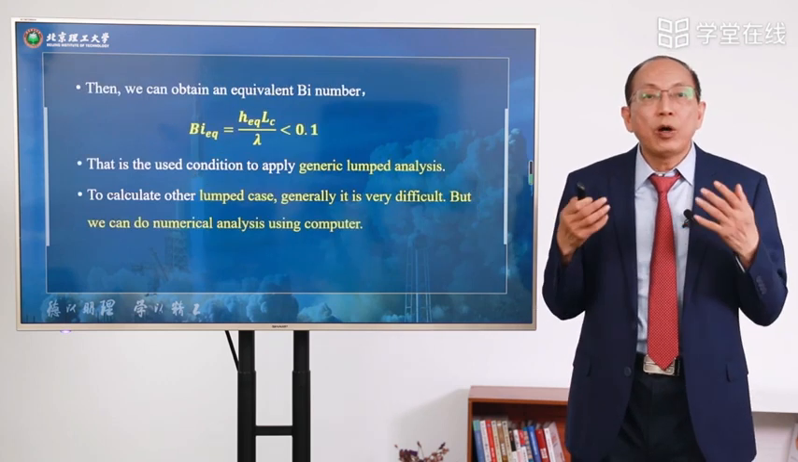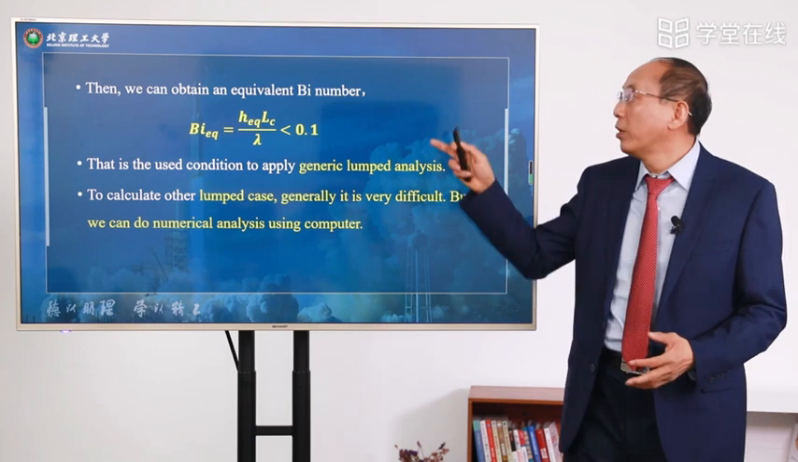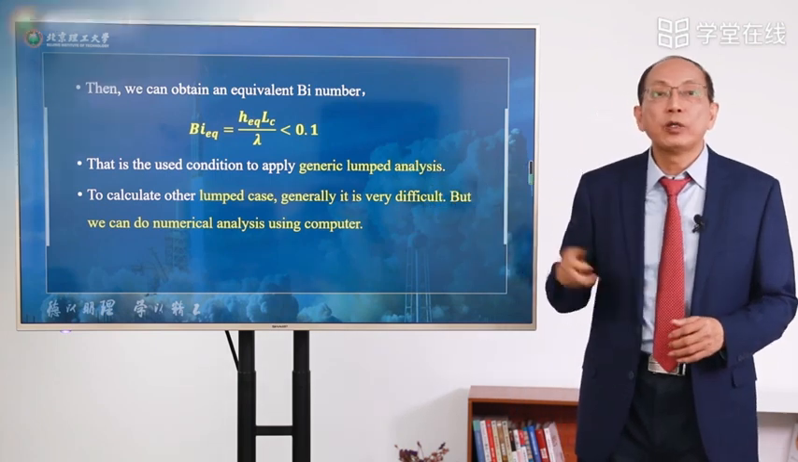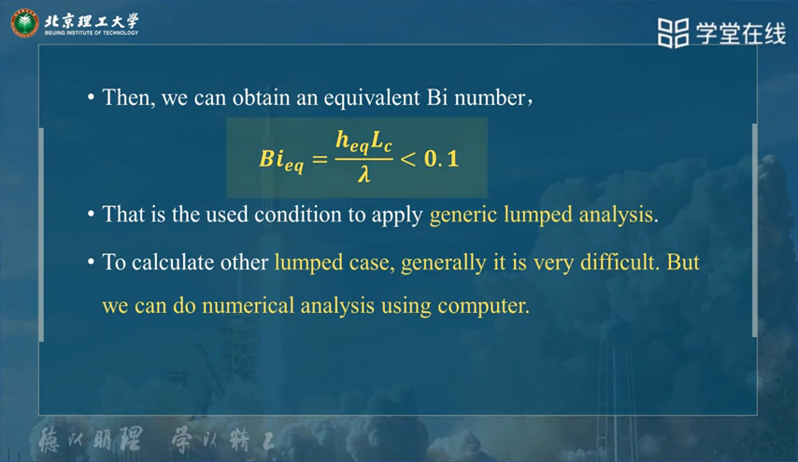So this equation may yield a solution. In this case, we can obtain the equivalent Biot number. We define the Biot number as HEQ times LC over lambda. When the Biot number is smaller than 0.1, we can use the lumped way to obtain the solution. That is to say, we can use this condition to apply the generic lumped analysis, and use this method to calculate the problem.